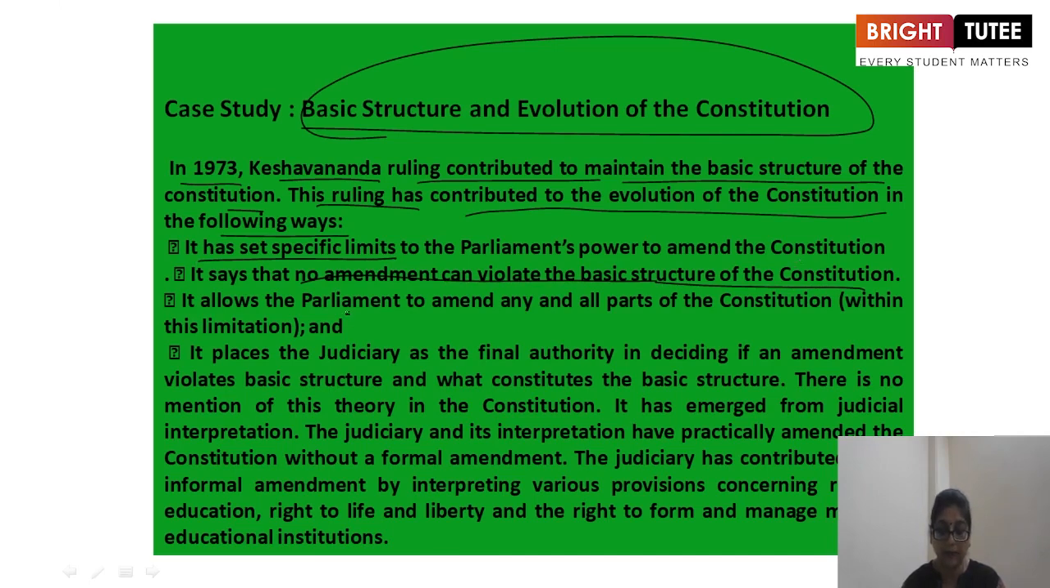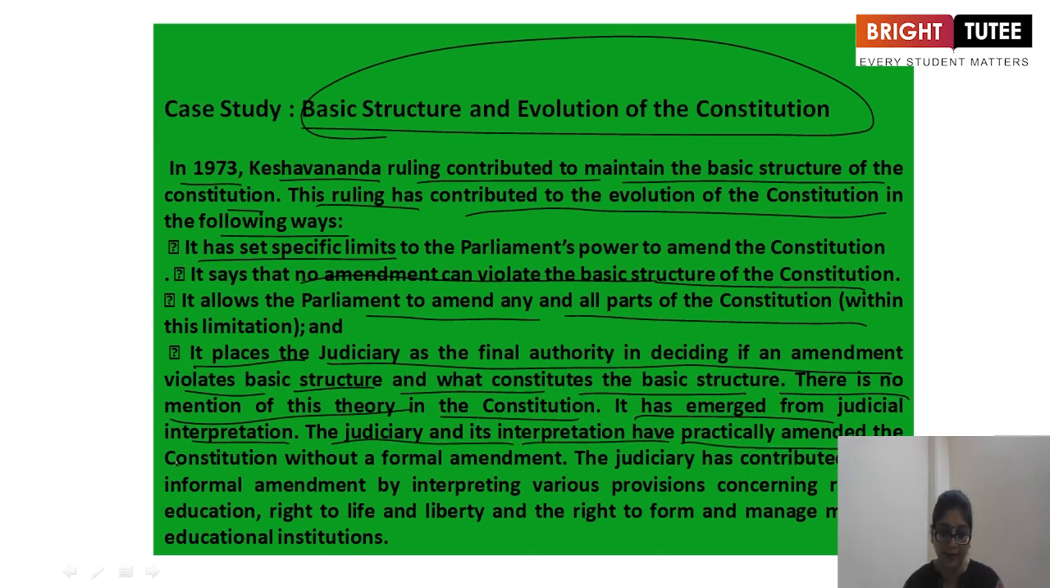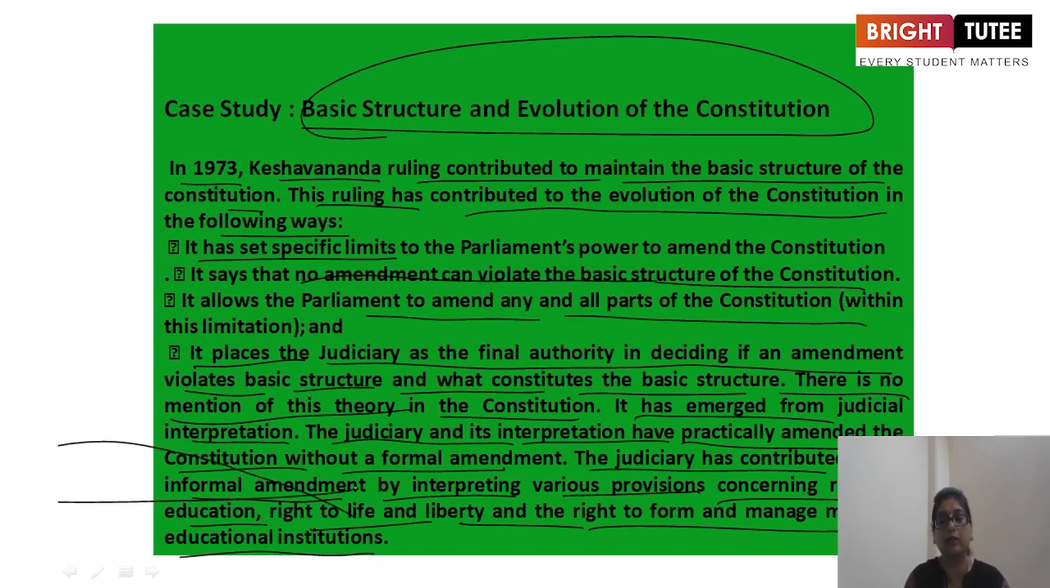It allows the Parliament to amend any and all parts of the Constitution, and it places the judiciary as the final authority in deciding whether an amendment violates the basic structure and what constitutes a basic structure. There is no mention of this theory in the Constitution. It has emerged from judicial interpretation. The judiciary and its interpretation have practically amended the Constitution without a formal amendment. The judiciary has contributed to an informal amendment by interpreting various provisions concerning the right to education, right to life, liberty, and the right to form and manage minority educational institutions.